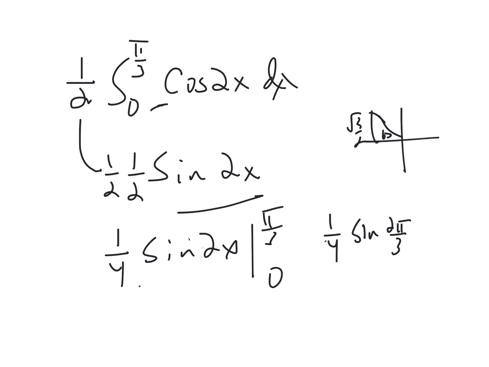That's the sine. So we're going to get 1/4 times the square root of 3 over 2 minus 1/4 times the sine of 0, right? Because we're substituting 0 for the other piece. And of course that's 0, so we don't even have to worry about that piece. That all cancels out. So that's going to give me root 3 over 8.